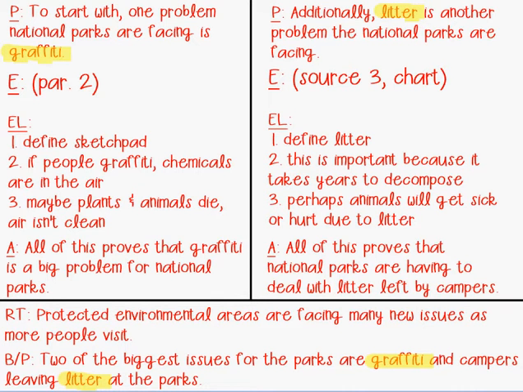They need to just put those 2 things together and make it connect to their RT. So if protected environmental areas are facing issues, 2 of the biggest issues are blank and blank. And that's all they have to do. And if they wanted to, I told them they can even change the points they're using. So 2 of the biggest issues for the parks are people drawing on nature and campers leaving trash at the parks. So they can say the same thing, just in different terms. So really your conclusion is your RT, rephrasing your thesis, and your BP, which is rephrasing your points and putting them together. Those 2 sentences are all that's required for the conclusion.